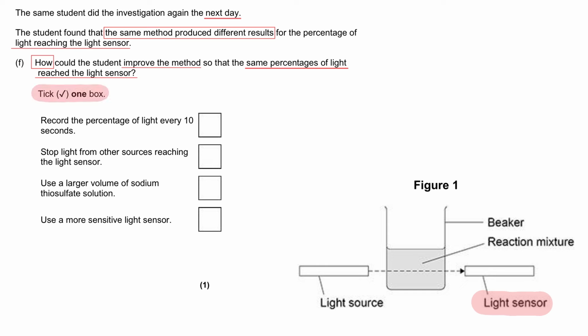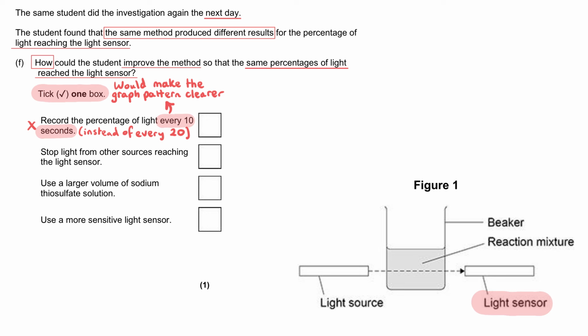So we've got the option of recording the percentage of light every 10 seconds. That's not the right answer. That will just give us a better idea about how our curve curves as time goes on. So it will improve the experiment, but not in the way that we're being asked to do here.